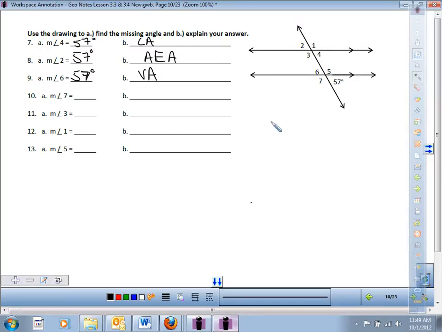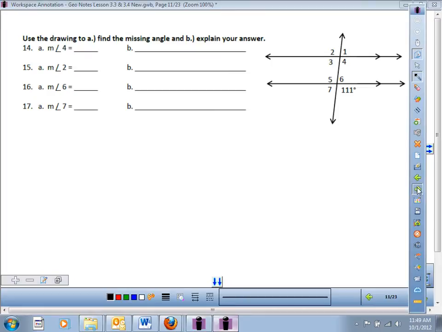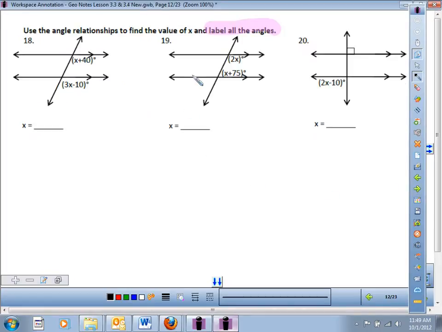Now, angle 7, these two guys form a linear pair. So if this is 57, 180 minus 57 would be 123. So that's 123, and to explain that, that would be the linear pair. Now, to finish this, let's go on to the next ones here. We're going to go to these big point problems. We're going to use the relationships we know to find these angles. Now, these two guys are corresponding angles, so they are equal.